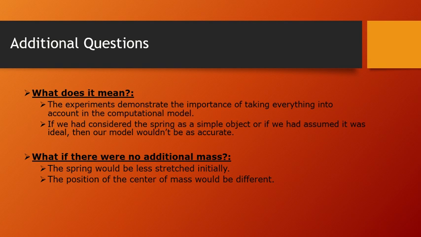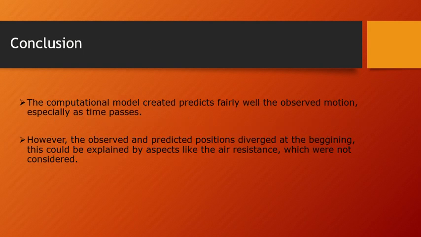The second additional question is, what if there was no additional mass? If this were the case, then the spring would be less stretched initially. Additionally, the position of the center of mass would be different.